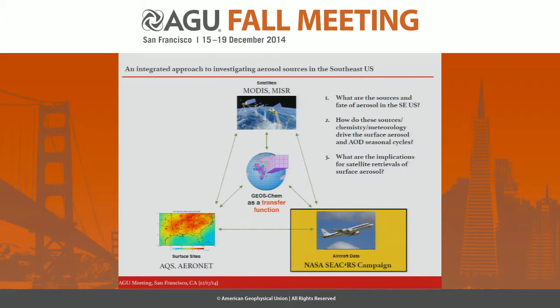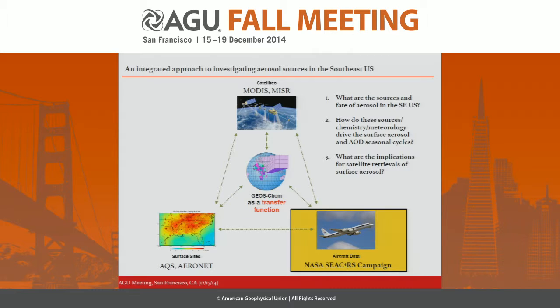In particular, what are the sources of aerosol in the Southeast US? I mean, we still don't really have a handle on that. And how are they driving that seasonal cycle that we're seeing both at the surface and in the satellite aerosol optical depth products? And finally, what will be the implications for when we're trying to use these aerosol optical depth products to map surface air quality?